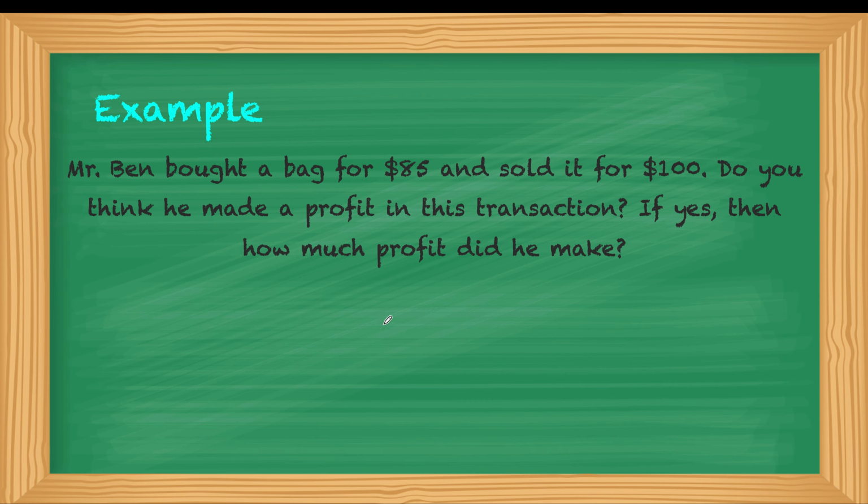All right, excellent. Now if yes, then how much profit did he make? Now remember, for us to find the profit, I'm going to put P for profit. We would have to subtract the cost price from the selling price. Excellent. And he sold it for $100, which would be the selling price, and then it was purchased or he bought it for $85. So here he made a profit of $15. Excellent. Very good.